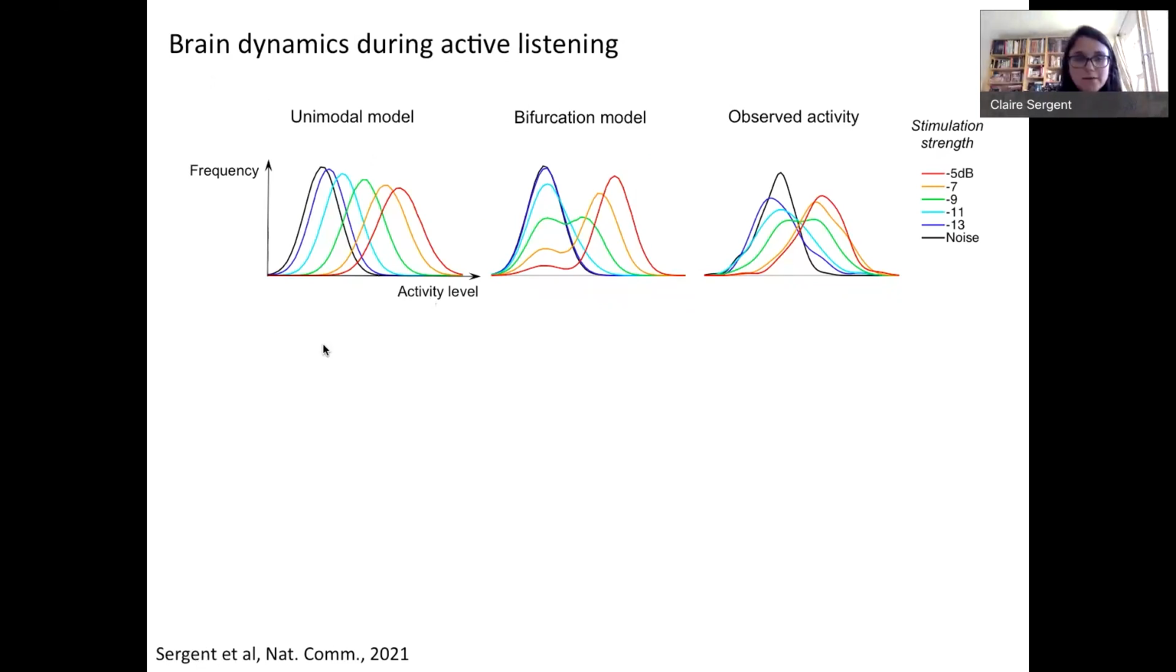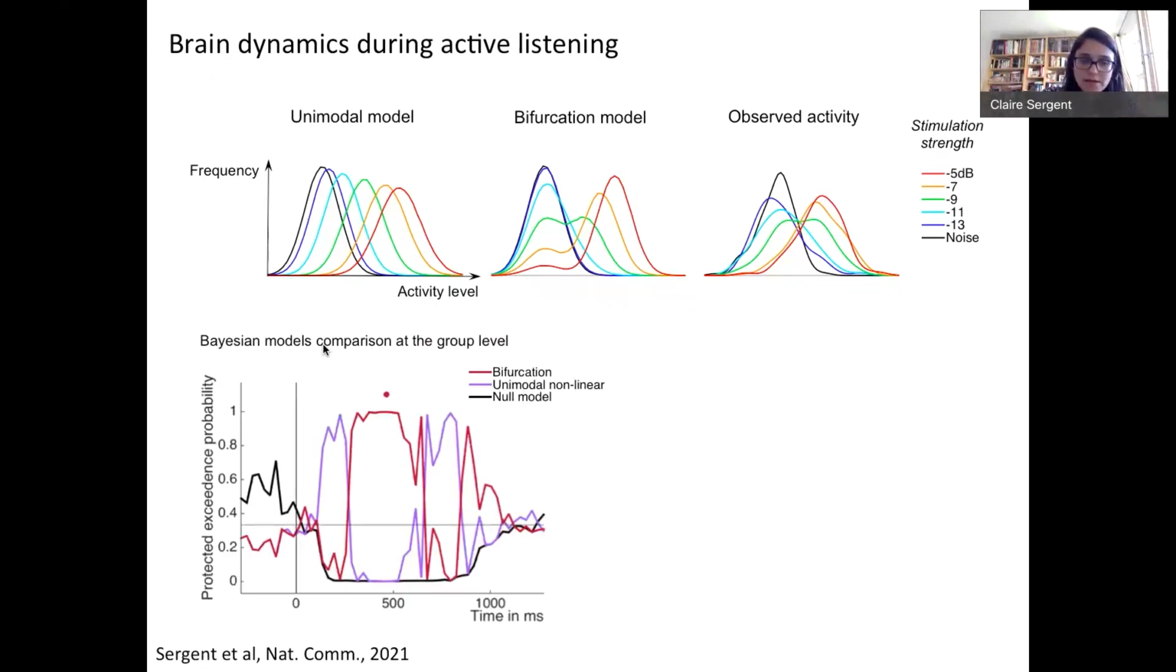Okay, and these are the results of this Bayesian models comparison at the group level. So we also have a null model, which is assuming that the activations do not relate to the stimulus strength. You see that the null model wins before the presentation of the stimulus. It makes sense, and then its protected exceedance probability is really low.